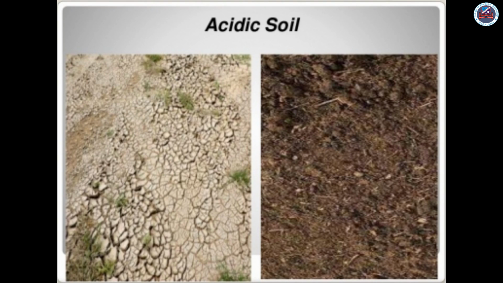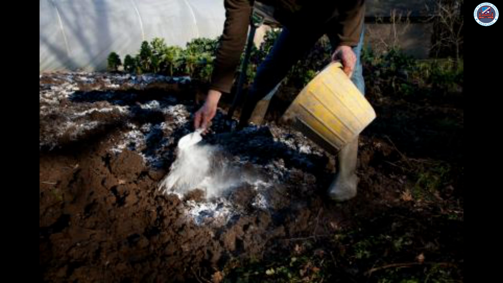In some areas, the soil is very acidic and plants do not grow well. Farmers spread lime on the soil to neutralize the acid so that plants can grow better. And lime is an alkali.